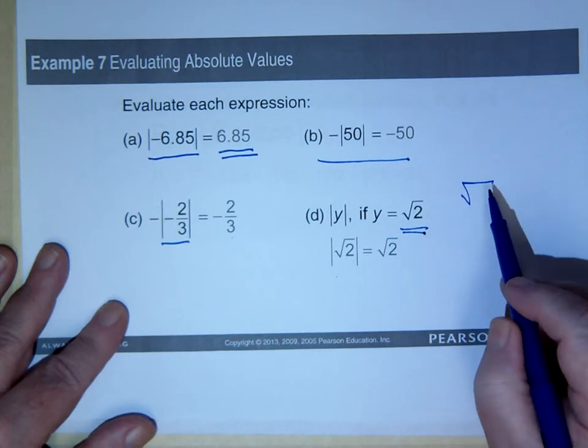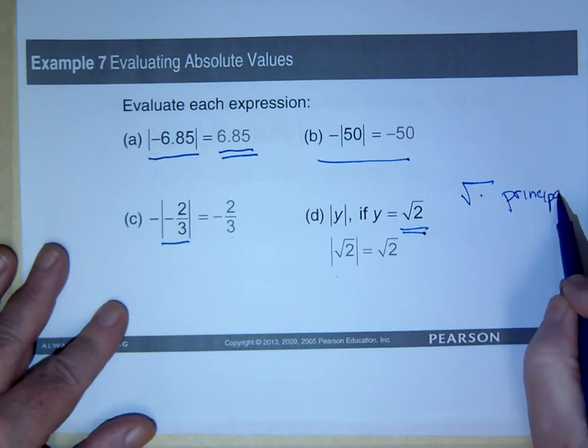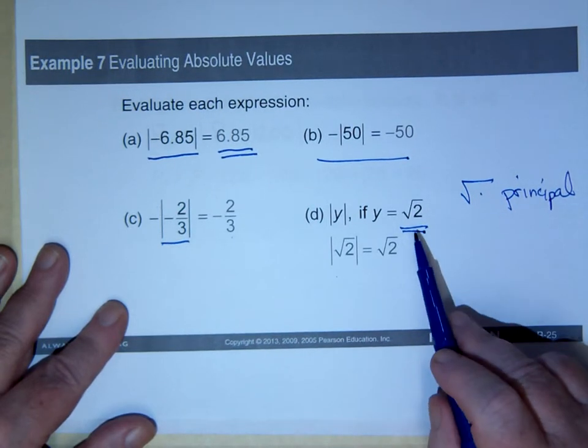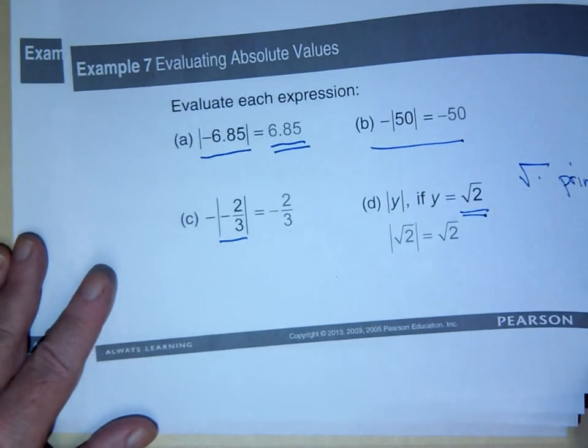That is called the principal square root. And so anytime you run across that, the answer will be positive. If we want it to be plus or minus, we will say that later.